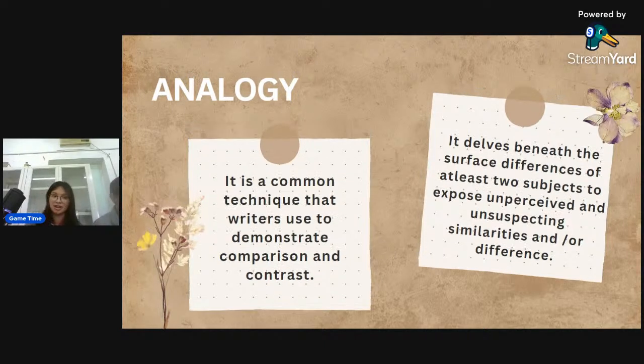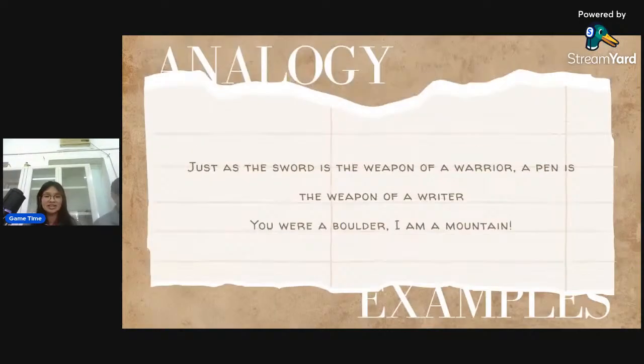So we have an example here. First example: just as the sword is the weapon of a warrior, a pen is the weapon of a writer. Okay, so here, this is an analogy because it compared two things. First, the sword and the weapon. The sword is a weapon, right? And then a pen is also a weapon. So why did they compare these two things?